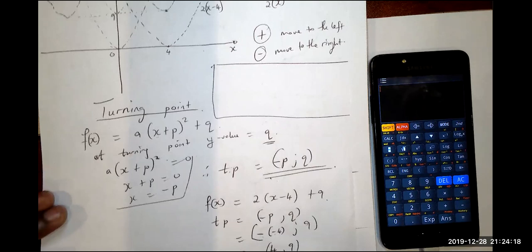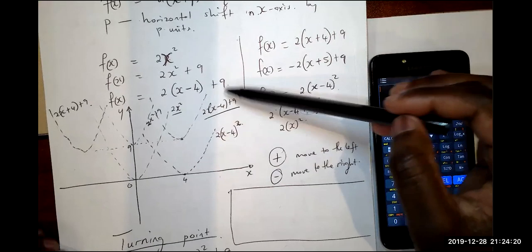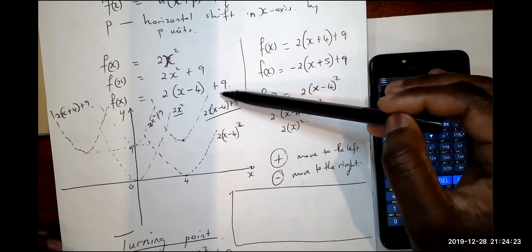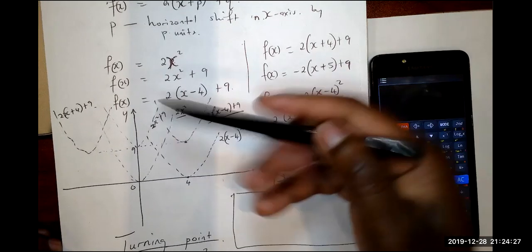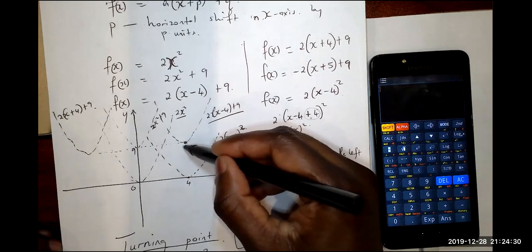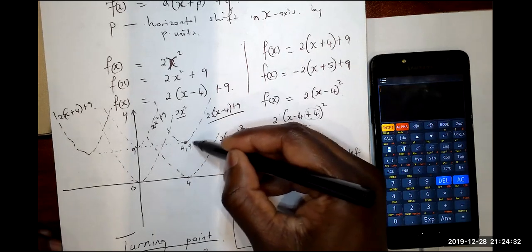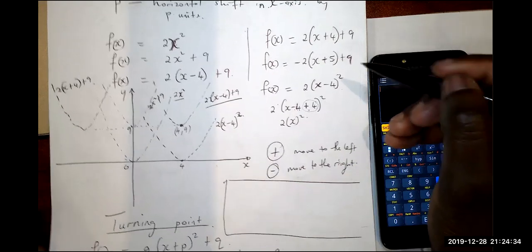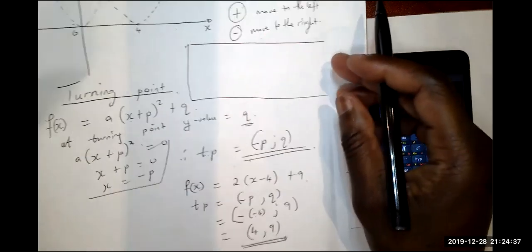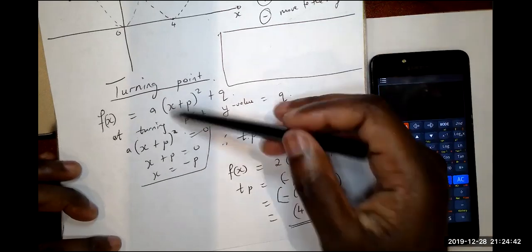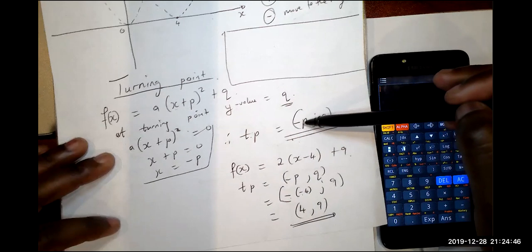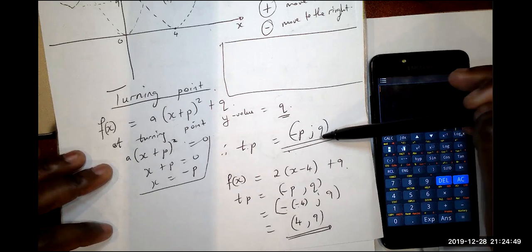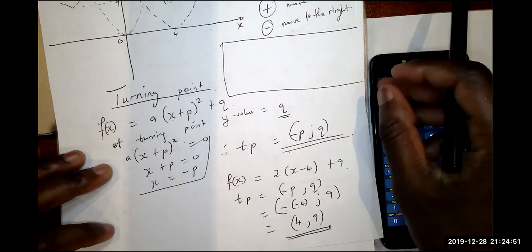So that's the turning point. If we check the graph of 2x minus 4, you can see that the turning point is where we have 4 and 9. So simple like that. You don't need to stress much about the turning point of your quadratic equation in this form. Just know that whatever value I'm having there, I'm just going to say negative p, q. That's my turning point.